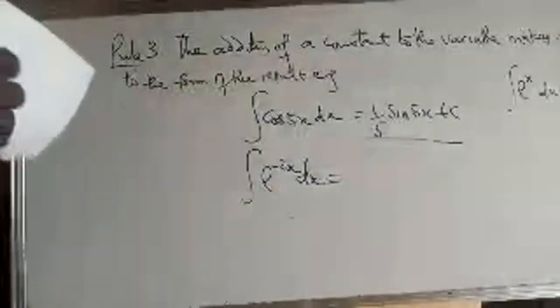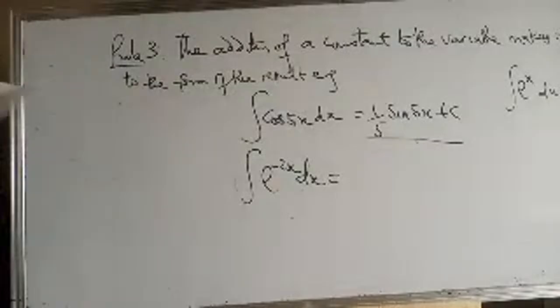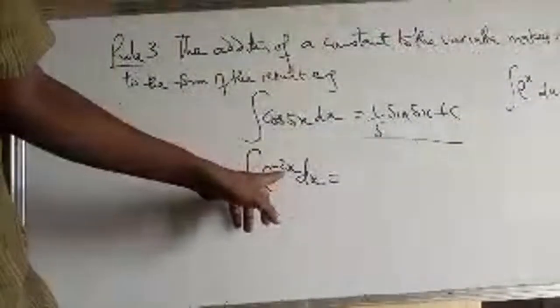Look at this one as well. The integral of exponential minus 2x dx. Now, this is very interesting. I told you that the integral of exponential x dx is exponential x plus c. Now, this one is the integral of exponential minus 2x dx. It's different from that one. This one has a coefficient of x, while that one has only 1 as the coefficient.